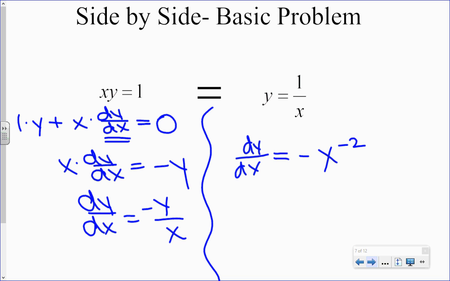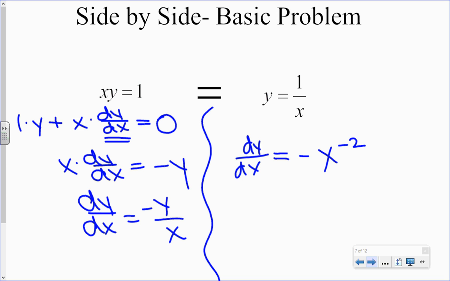Well, Mrs. Homan, those don't look the same. Well, what is y? If y is the same as 1 over x, then negative y over x is the same as negative 1 over x squared. Okay? So we get to the same derivative, okay? But implicit differentiation, it took a little bit more time, didn't it? Okay?